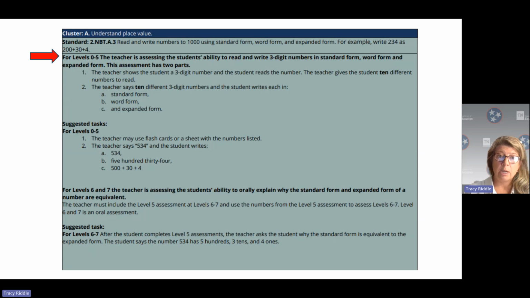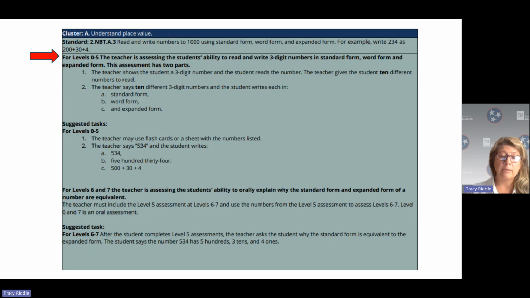The first part, you're going to show the student a three-digit number and have the student read the number. Give the student 10 different numbers to read. Be sure when you are collecting evidence for this first part that your video shows the number that the student is reading as well as the student reading the number.